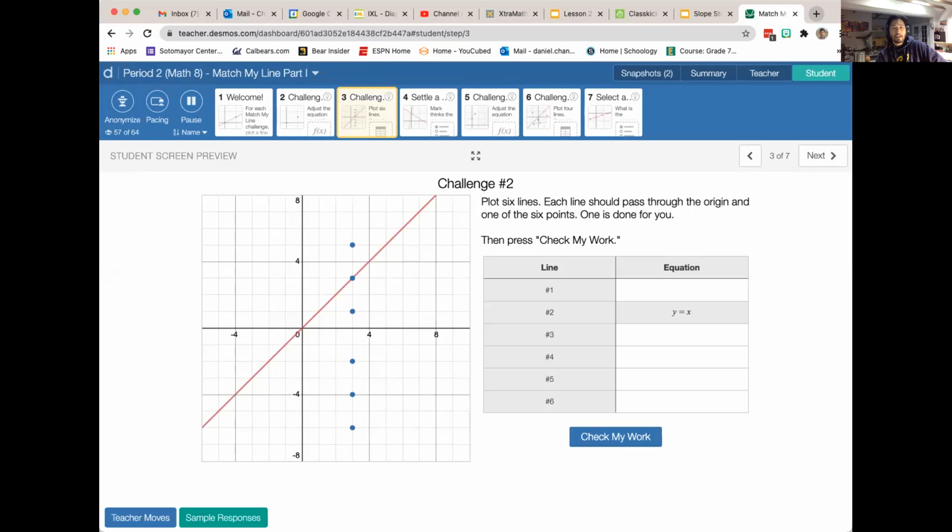We're going to do a deep dive into challenge number 2, which is really the second question in the test. And for this, you really need to know and understand slope. That's what this whole thing is about. So slope is the steepness and the direction of a line.